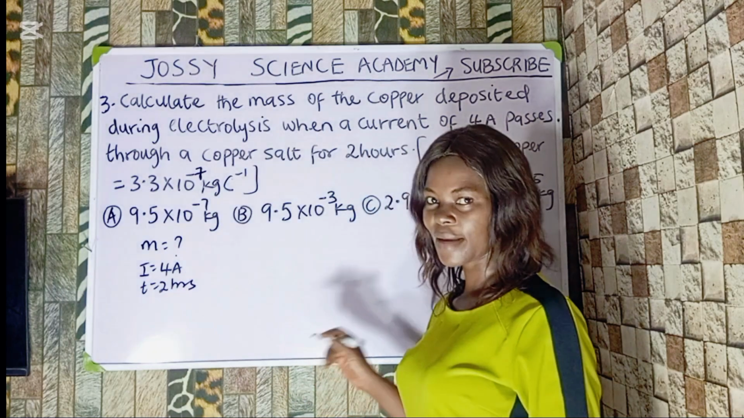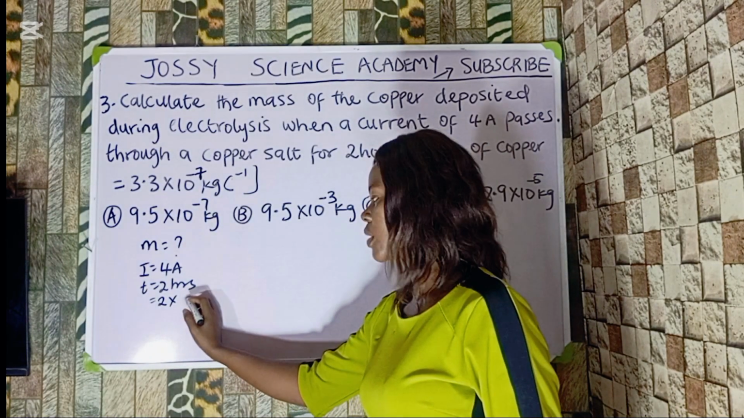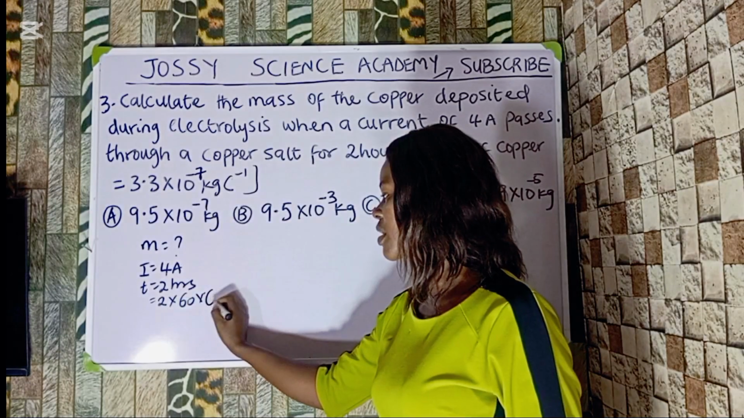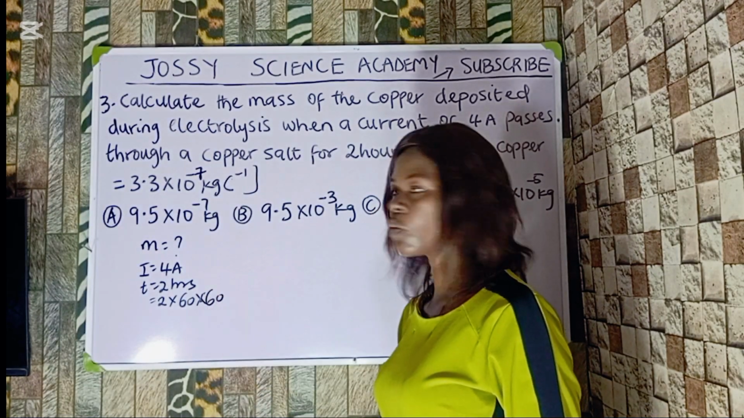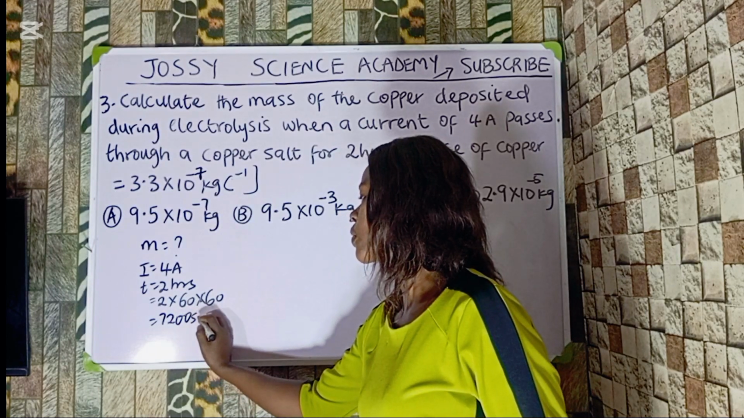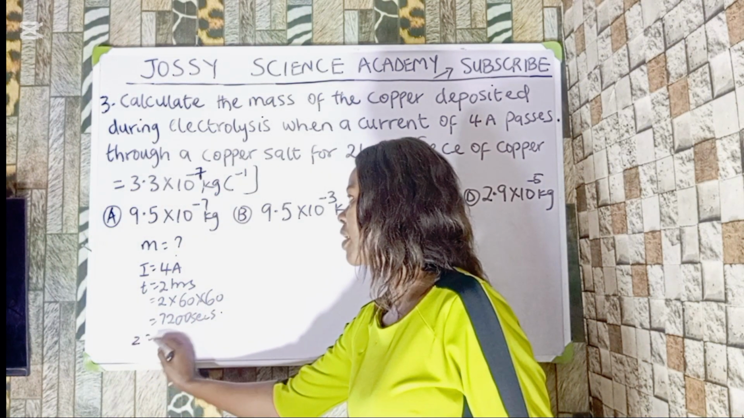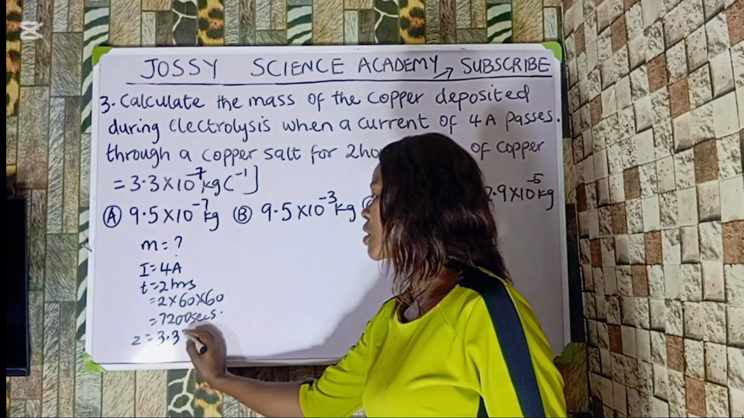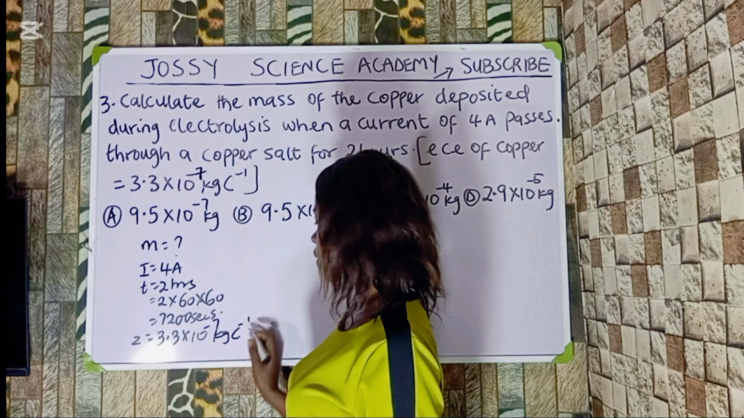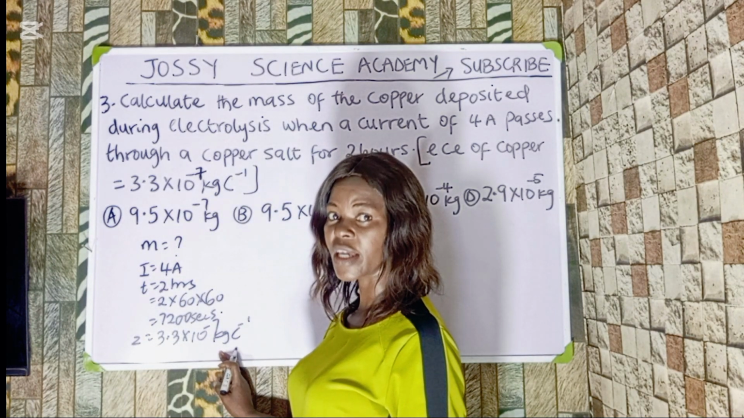We must convert this time to seconds simply by saying 2 times what? 60 to make it minutes, multiplied by another 60 to make it seconds. So what do we have? We have 7200 seconds, right? Now my electrochemical equivalent is given as 3.3 times 10 raised to power minus 7 kilograms per coulomb. If you see this kilograms per coulomb, it means that your answer will be in kilograms.